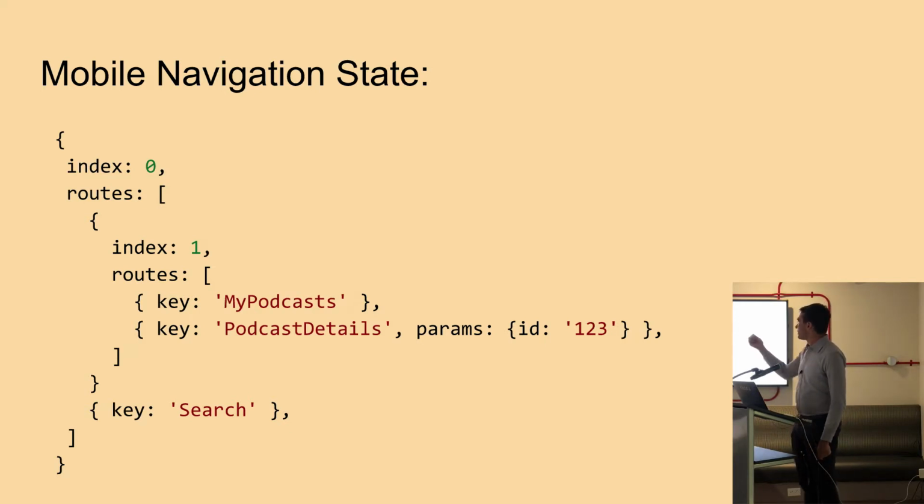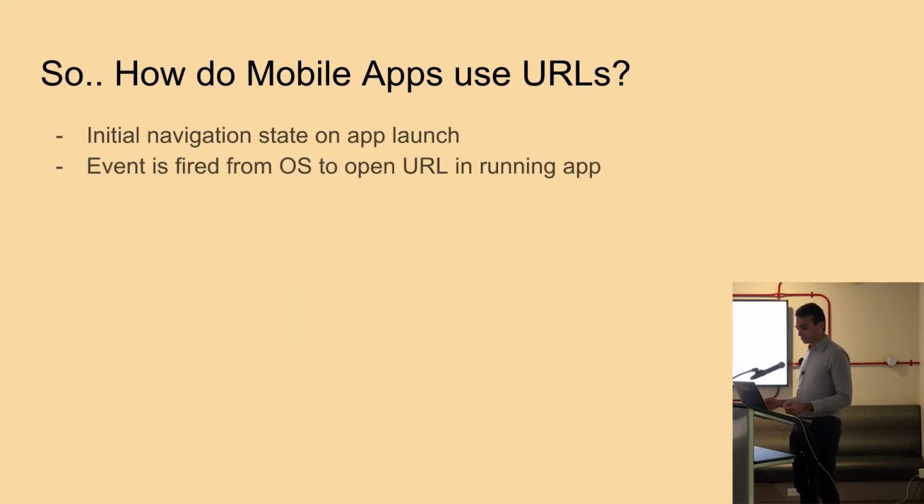And the index is kind of showing which is the active route. You can see that we're on the first tab, and inside of the first tab, we're on the second screen. We're on the details screen inside the first tab. So now we've got a clear understanding of what the navigation state could be. When we jump to the search tab, we're going to change the index, but we're going to leave this first route intact. Now, trying to serialize this whole structure to a URL would be a little challenging.